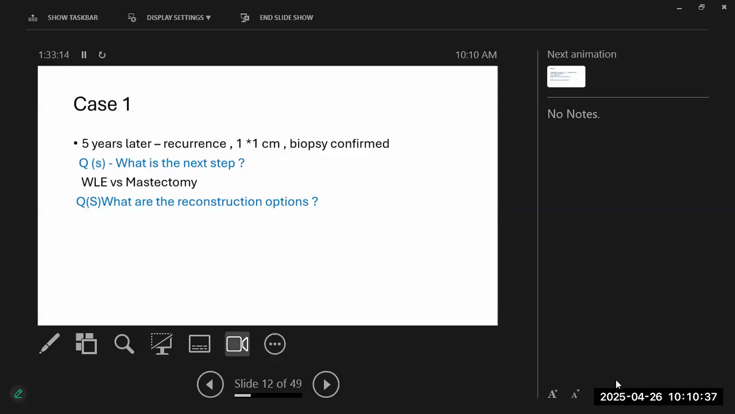Yes, current standard is mastectomy because the breast is already radiated. As we were discussing now, previous breast irradiation is a contraindication. That is an absolute contraindication for breast conservation.